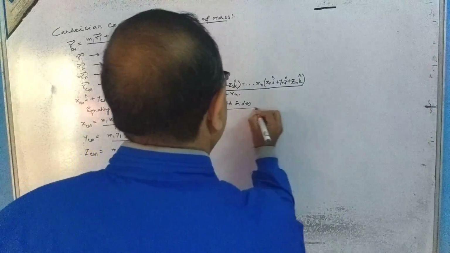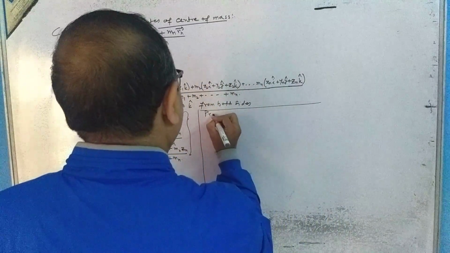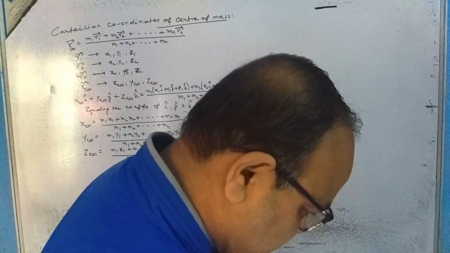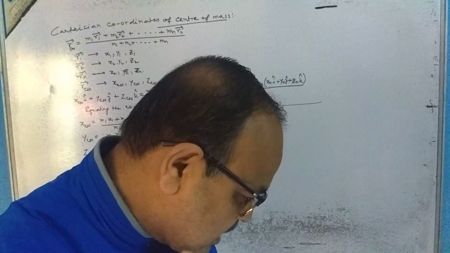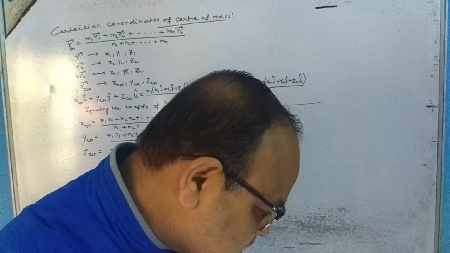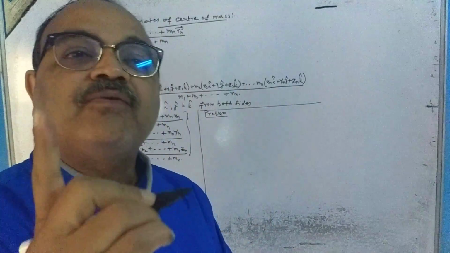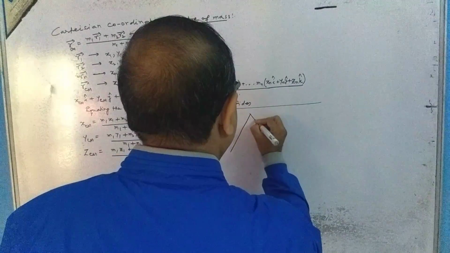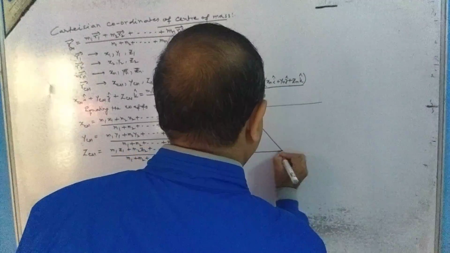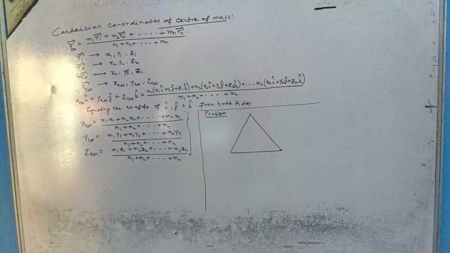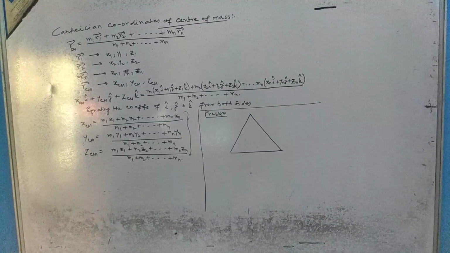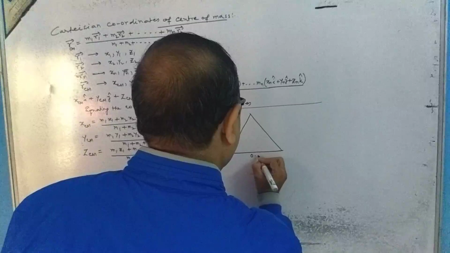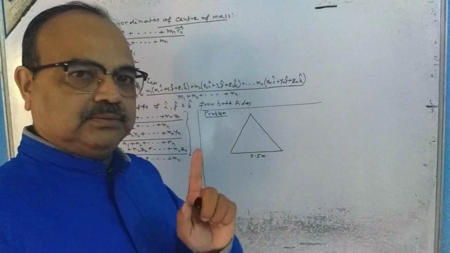I write here a problem. Let us discuss a problem. The problem is, find the center of mass of three particles at the vertices of an equilateral triangle. Suppose an equilateral triangle is given. Try to follow me. Suppose an equilateral triangle is given, and each side is 0.5 meter long.